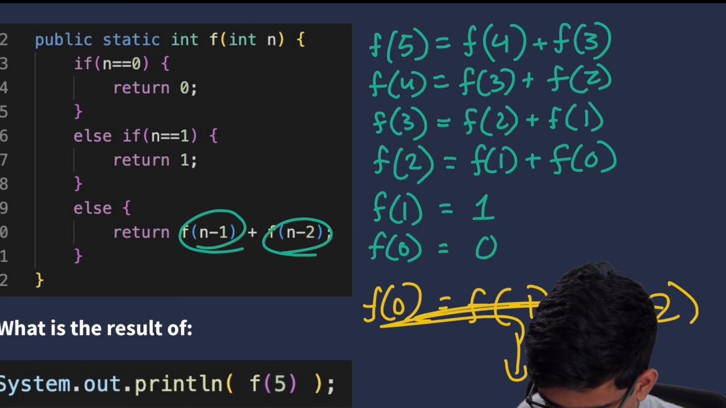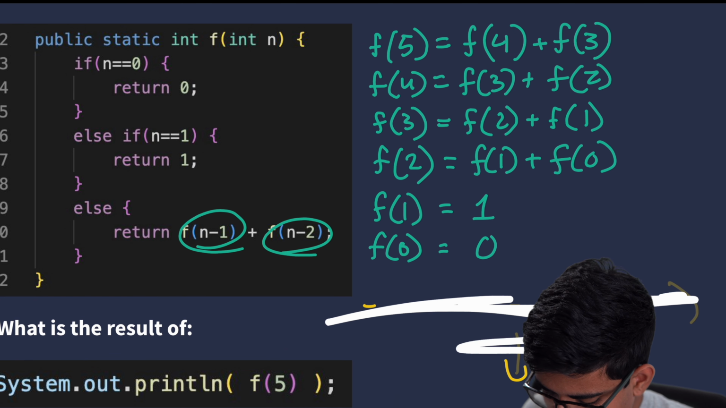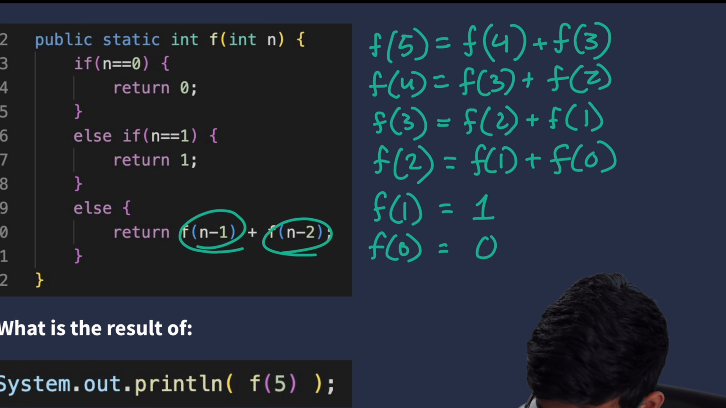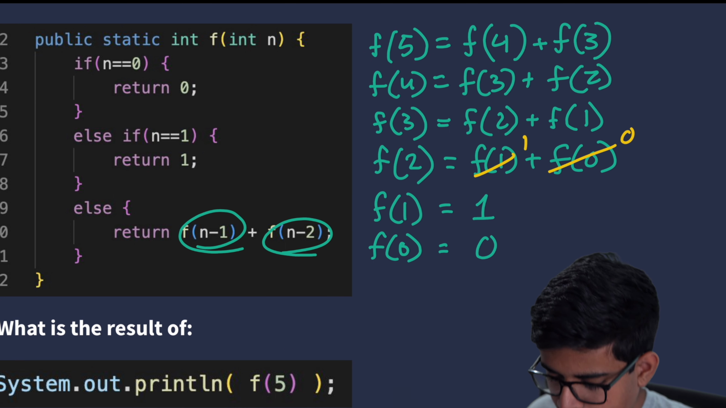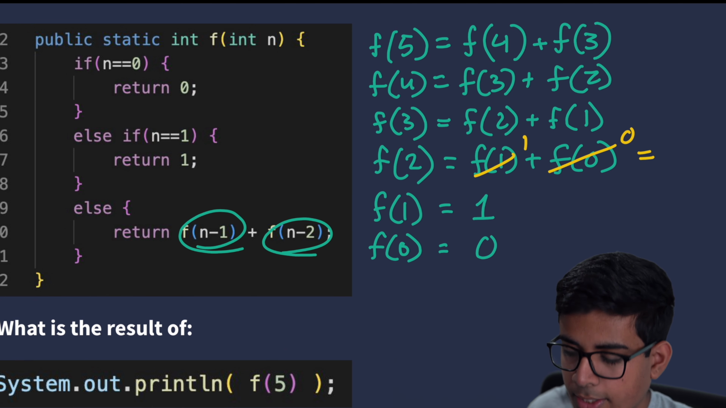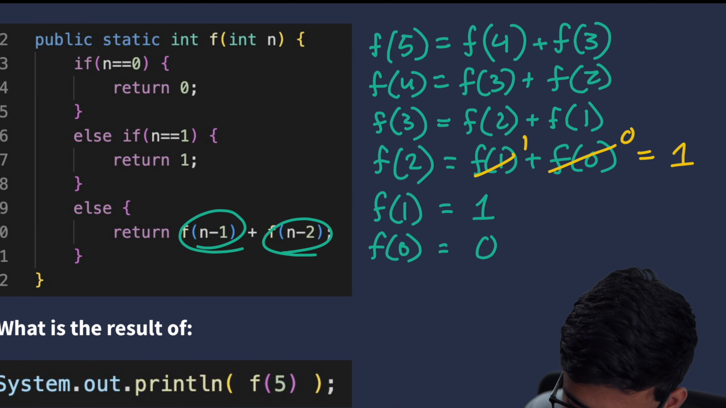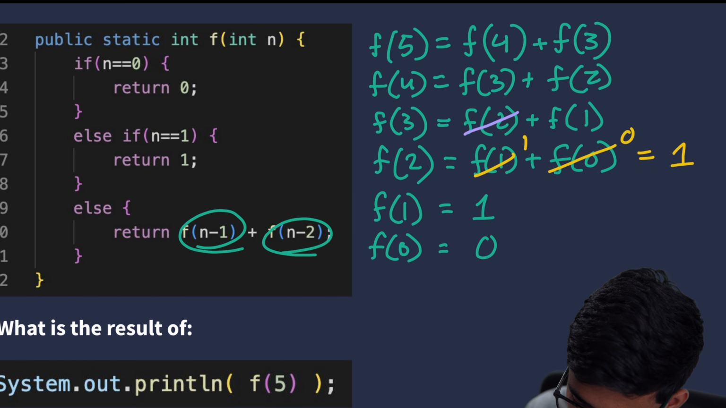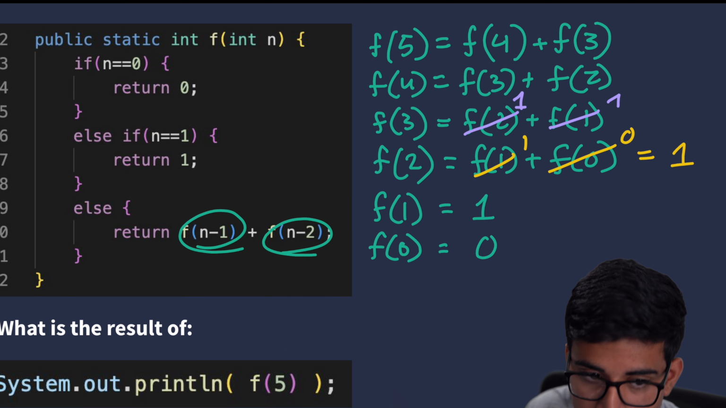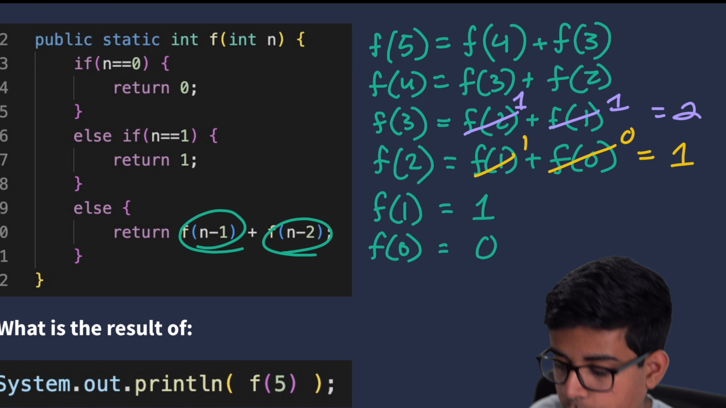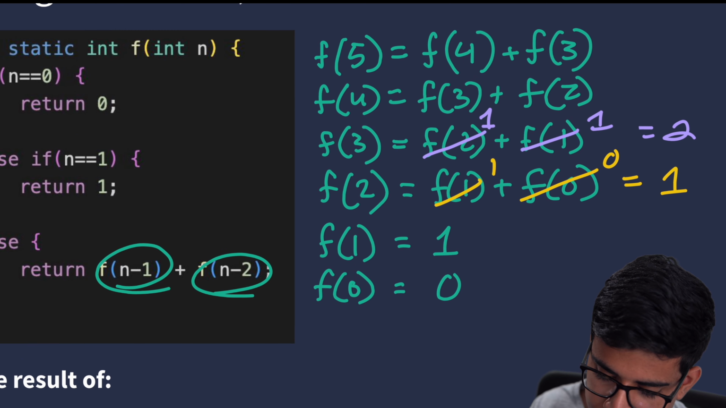All right, so let me just erase this. And now we can do the same backward substitution that we did. So I can say that this f of 1 is 1 and f of 0 is 0. We know that because of our two base cases. So f of 2 is equal to 1 plus 0, which is 1. Now I can go over here and I know that f of 2 is equal to 1, and f of 1 is equal to 1, so this should give me 2 because 1 plus 1 equals 2.